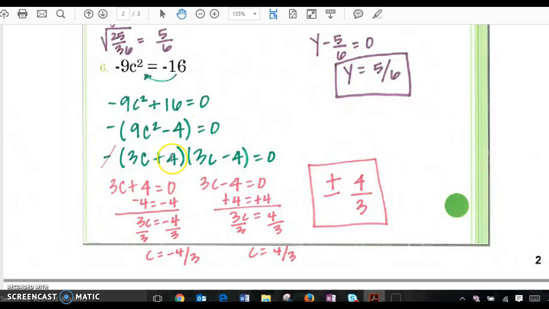Oh, Ms. Lee, this should be a 2 right here. So it should be 9c squared minus 4, but then this should be +2 and -2, which is, of course, going to change these. I apologize. You're going to have 3c plus 2 equals 0, and 3c minus 2 equals 0 as well. So your answer should be positive and negative 2/3 instead of 4/3. Again, this should be a 2 right here, so 3c plus 2 and 3c minus 2. So a -2/3 and a +2/3.